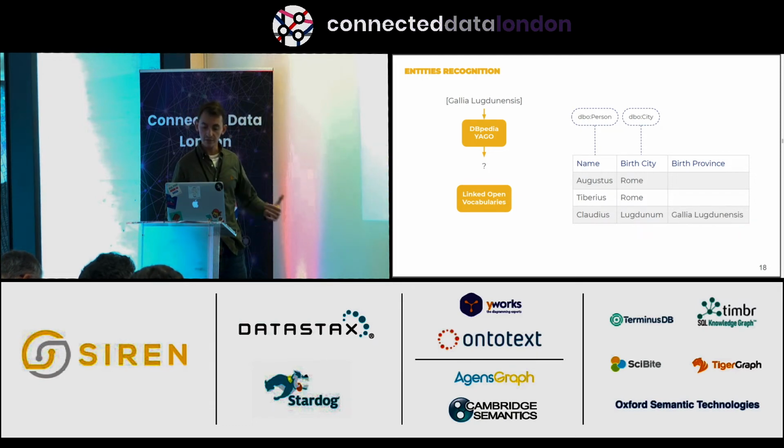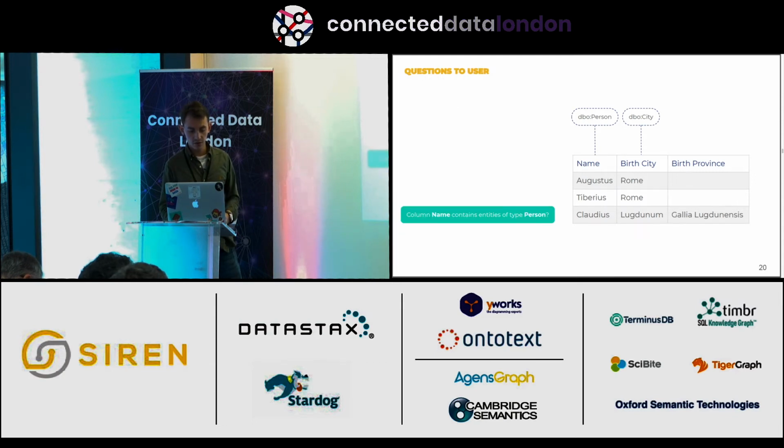We can do the same thing for birth city. We will get the birthplace property. And birth province will also be identified as a birthplace property. Then we ask other questions to users. We ask if the name column represents the name attribute of an entity.